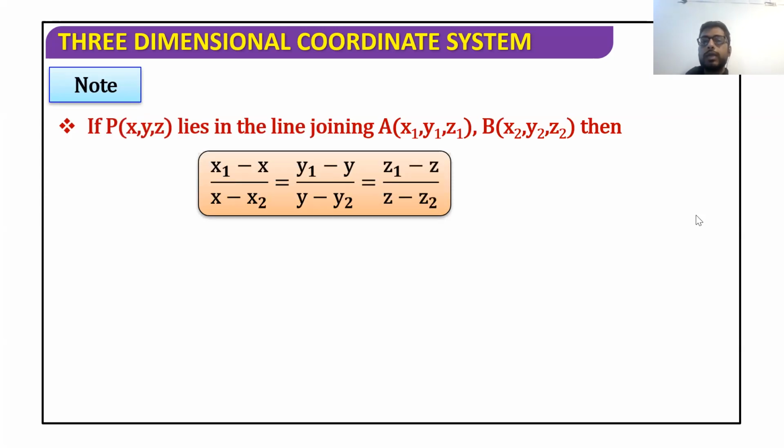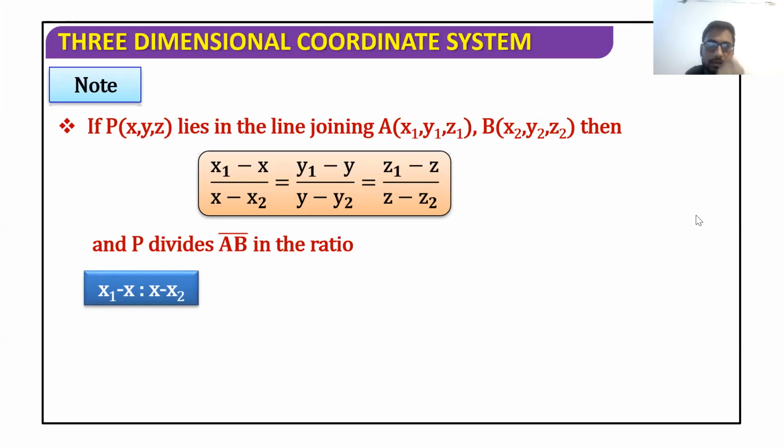If there is one point P which lies on the line, suppose there are 2 points A and B, and I'm drawing a line between these 2 points, and there is one point P which is lying on that line, then that point P is going to divide AB in this ratio, which is x1 minus x upon x minus x2, or that is also equal to y1 minus y upon y minus y2, or z1 minus z upon z minus z2.